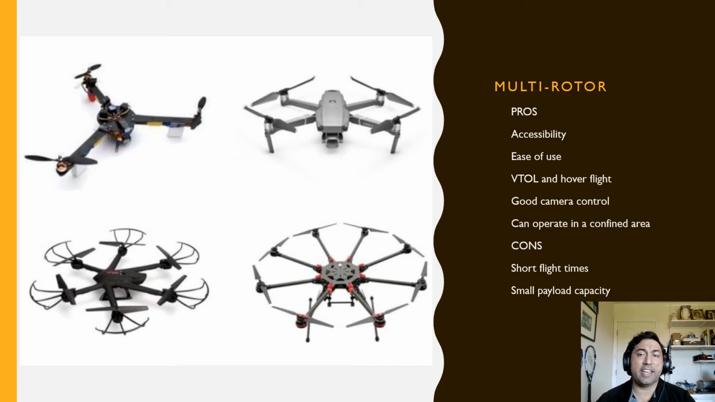The downside with it is the flight times are a lot shorter. Since you have more motors, it takes more power, so you're going to last a lot less time. Likewise, since it takes so much power, you can't put as much weight on the drone. In fact, if you put too much weight on the drone, your quadcopter is not going to get off the ground.